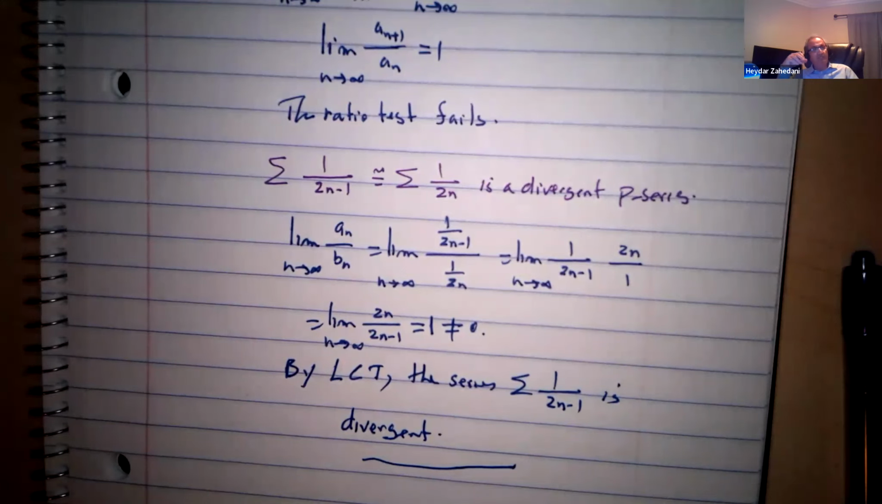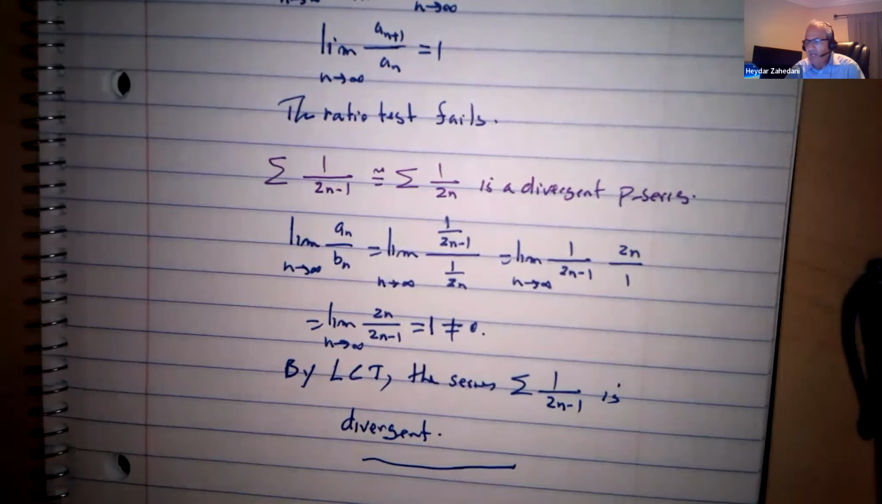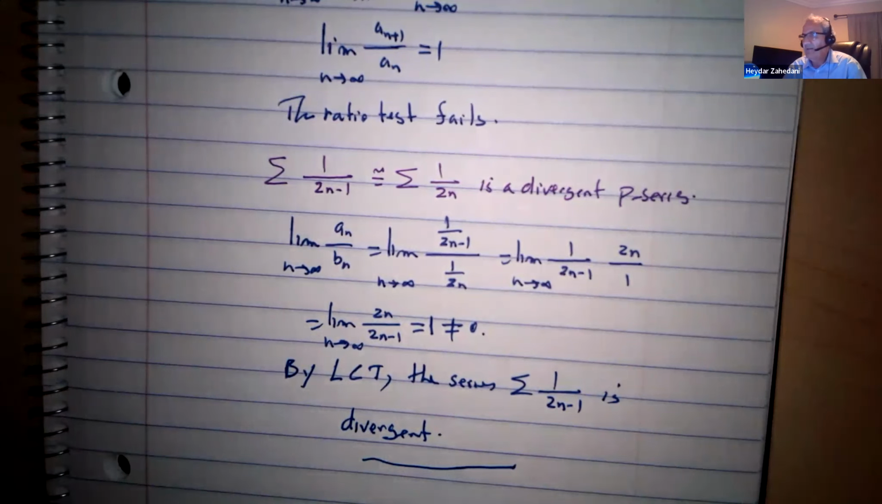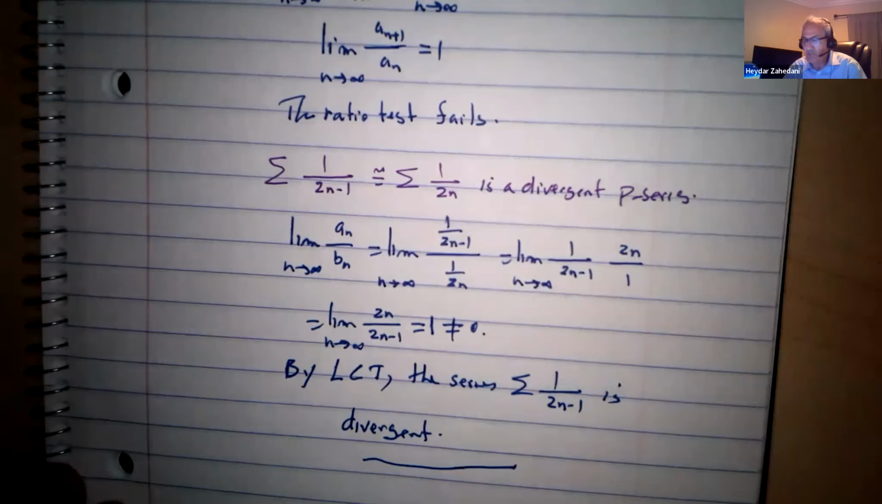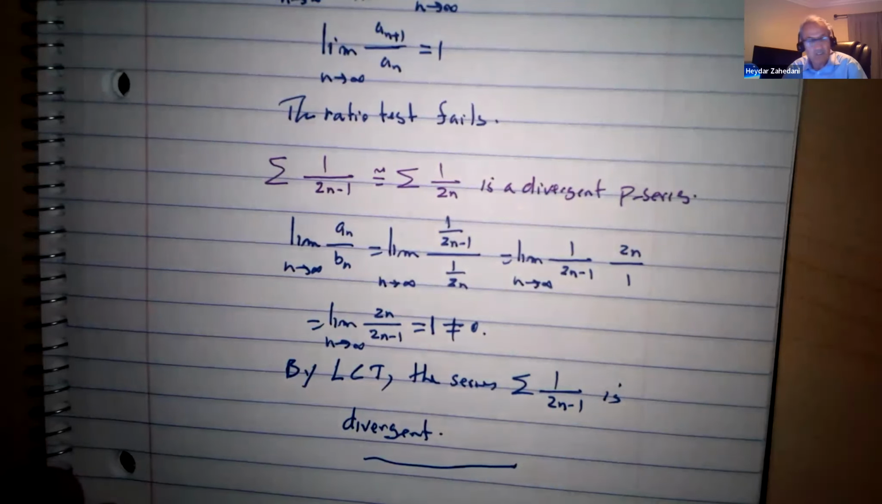So the ratio test can be used only when L is less than 1 for the convergent series and greater than 1 for the divergent. But it's a nice test. And as I told you, when we get to the power series, which is the main part of the course, this is the only test we are going to use. So it would be useful for us, but for the time being, with the numerical series, this is the most we can do.